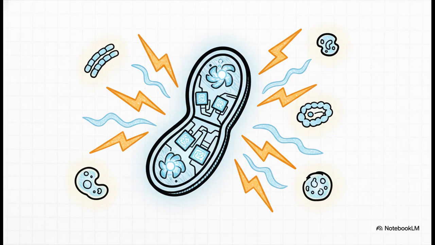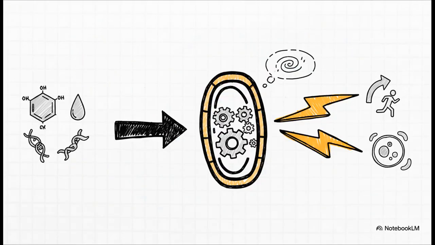Every factory needs a power source, right? And inside the cell, that's the job of the mitochondria. You've probably heard this one before. It's famously known as the powerhouse of the cell. And this is where the real energy magic happens. The mitochondria take the food the cell absorbs and turn it into usable energy. Through a process called cellular respiration, they generate the fuel that powers absolutely everything the cell does.